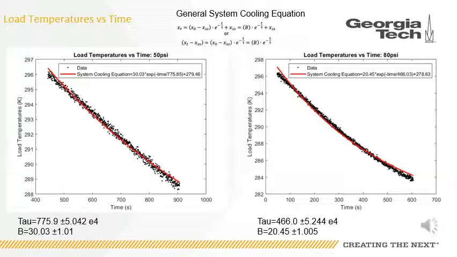From the York regression, we were able to get the parameters tau and beta for both of the experiments. These results were a value of 775.9 and 30.03 for the 50 psi experiment's tau and beta respectively, and 466 and 20.45 for the 80 psi experiment's tau and beta respectively. Something that is important to note here is that the uncertainty for our tau values does not make sense with our calculated value of tau. We believe that this is a propagation of the problem that we mentioned regarding the error propagation analysis equations for our vortex tube uncertainty analysis.